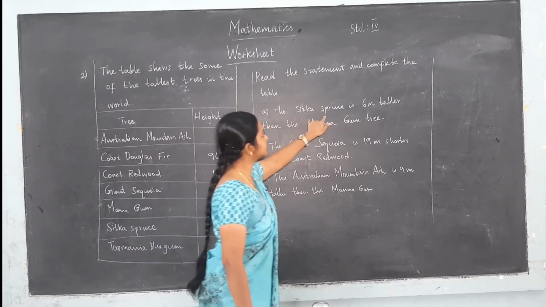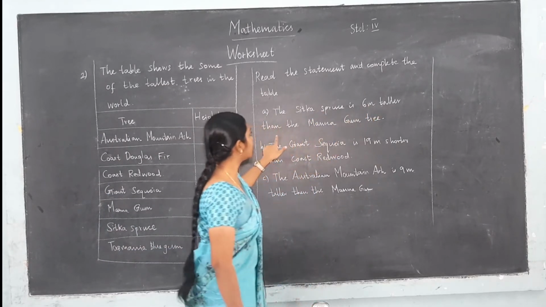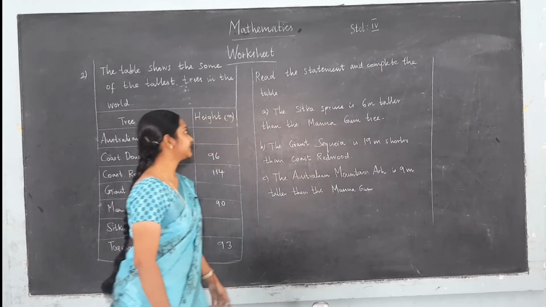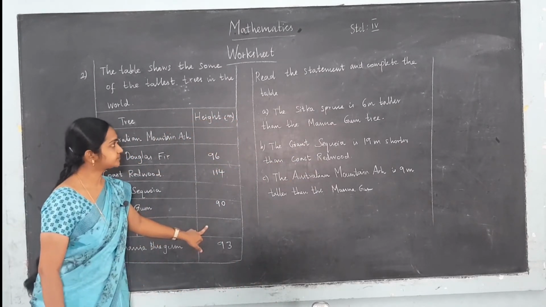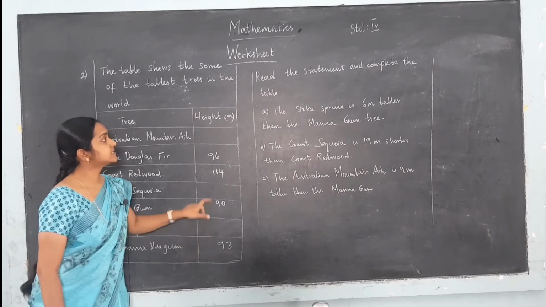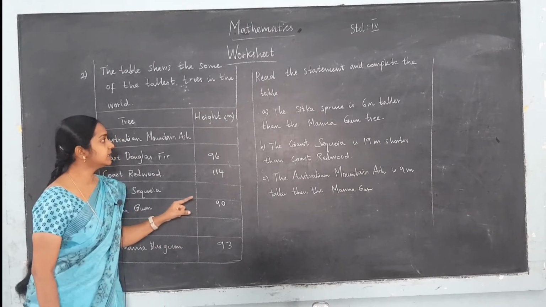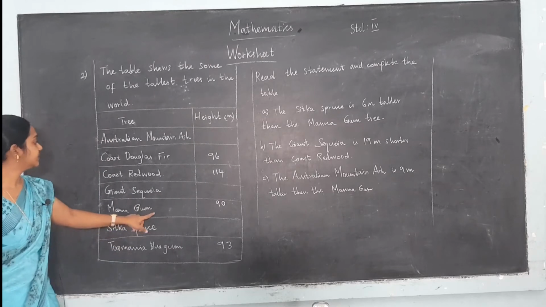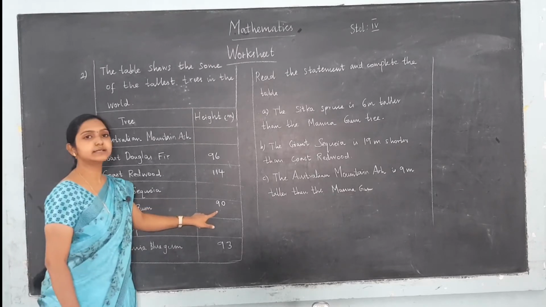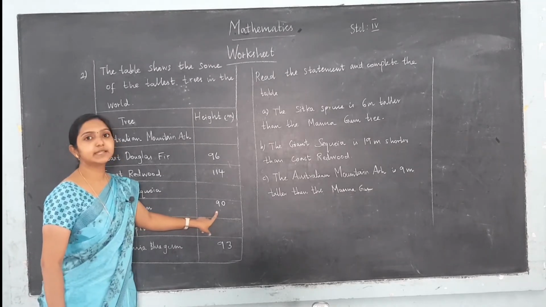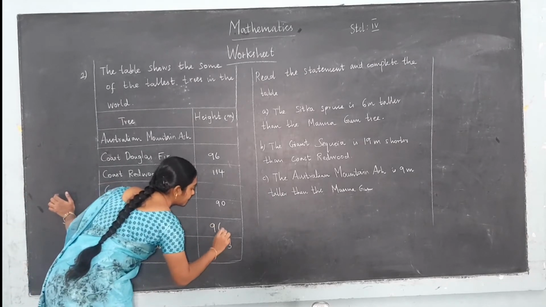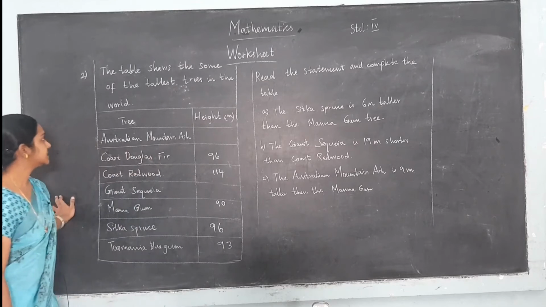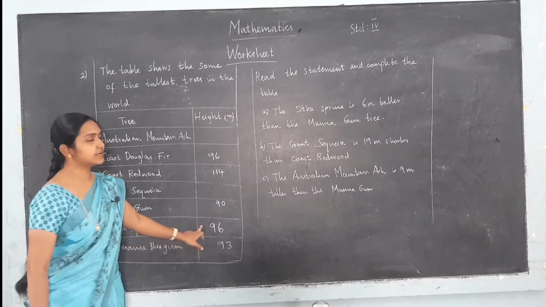The Sitka Spruce is 6 meter taller than Manna Gum tree. Sitka Spruce is not given. With Manna Gum tree, we have to add 6 meter. 90 plus 6 is 96 meter. So, Sitka Spruce height is 96 meter.